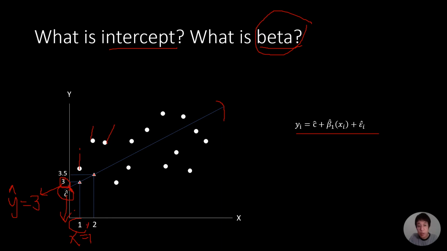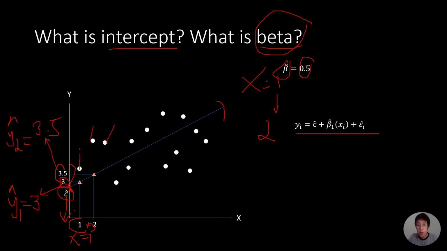But if you increase your x by one more unit, so your x goes from 1 to 2, your predicted value of y will be 3.5. So let's call these the prediction of y1 and the prediction of y2. There's a difference of 0.5, and that difference, what we call the estimated beta, just represents how much your y will increase if you increase your x by 1 unit. All right, so that's about it.